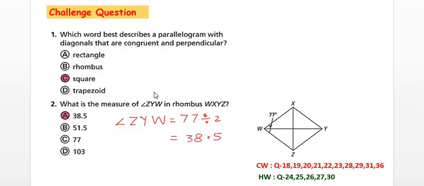In the second question, they were asking you to find the measure of angle ZYW. So they wanted you to find this angle. This whole angle is 77 degrees, so this whole angle will also be 77 degrees. And this part will be half of it, because it's a rhombus, so the diagonals bisect the opposite angle. So this angle will be half of 77. That means you need to divide 77 by 2. So it gives us 38.5.